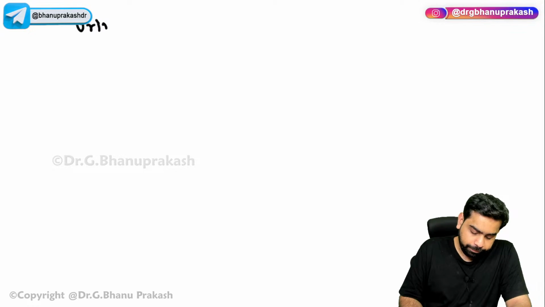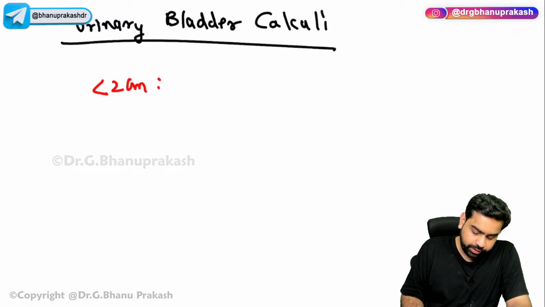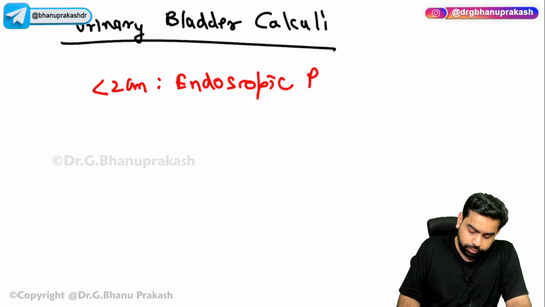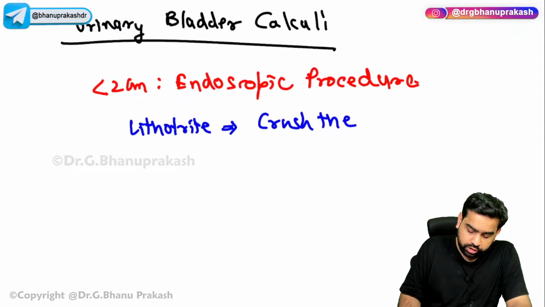You would have read that if there is a urinary bladder calculi, and the size of the stone is less than 2 centimeters, you can perform an endoscopic procedure. In this endoscopic procedure, you go in with a lithotrite, and with the help of the lithotrite you crush the stone.